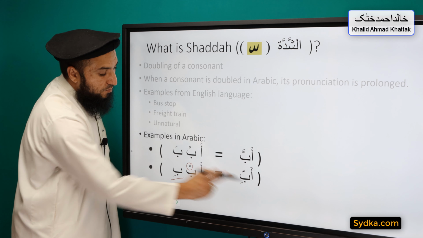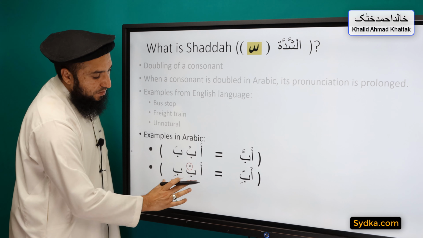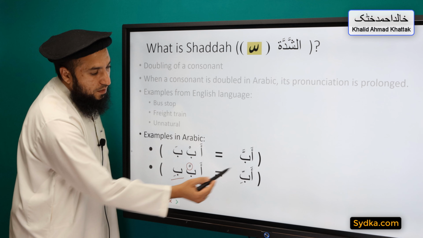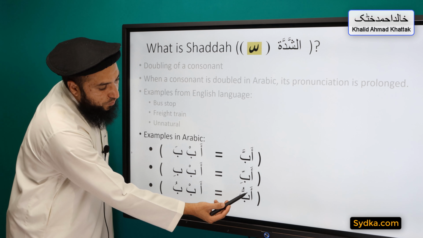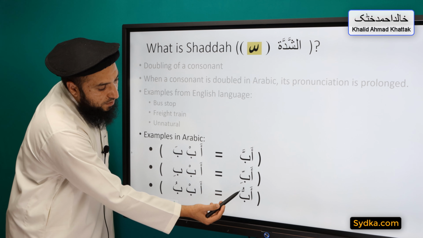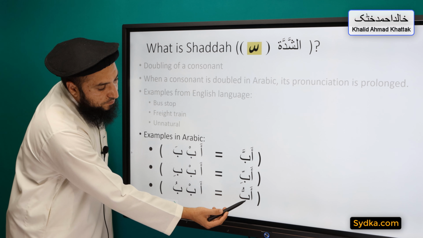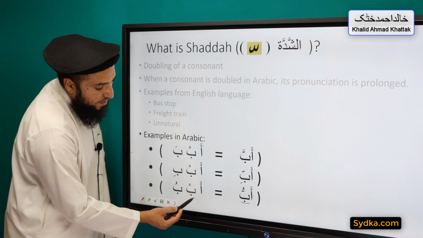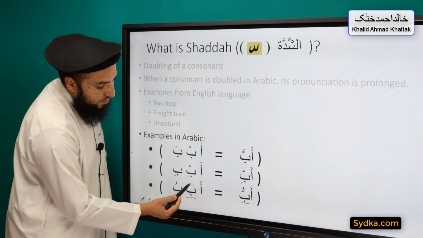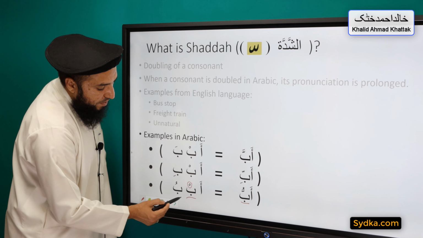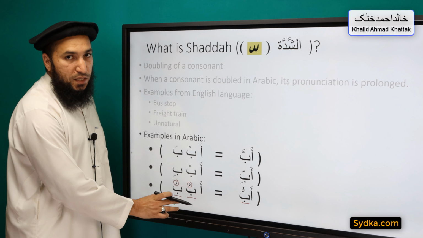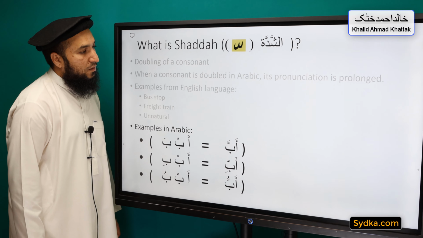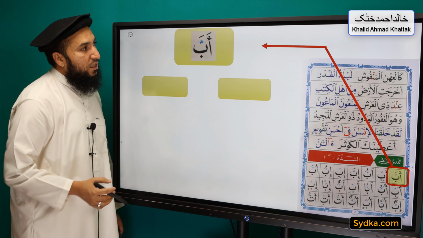We write it as this, but this way of writing means this: Hamza fatha ba sukoon ba kasra, abbi. So this is the third example where we have Hamza fatha ba shadda dhamma, abbu, and this ba is doubled, written as ba sukoon, absence of vowel, and then ba dhamma. We don't write two consonants together in Arabic, but we write it like this. So now we use this shadda in practical examples.